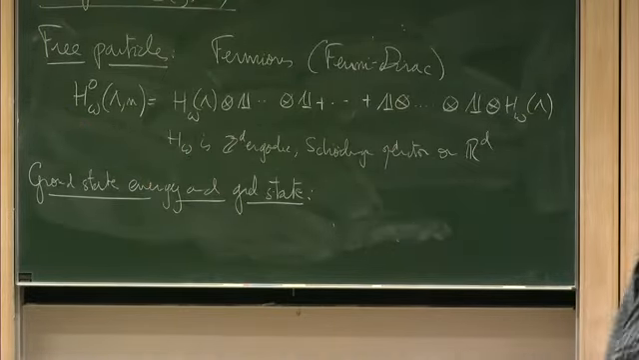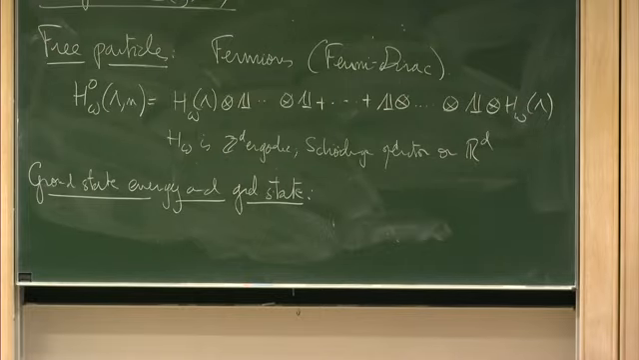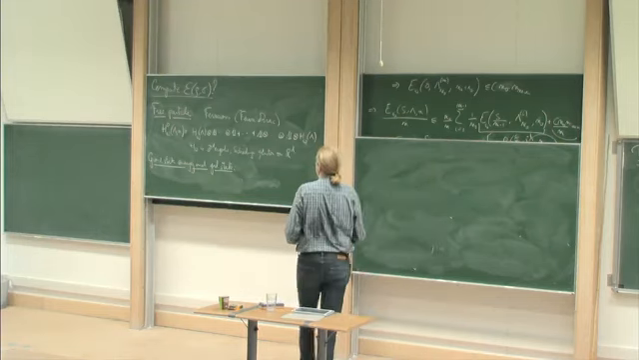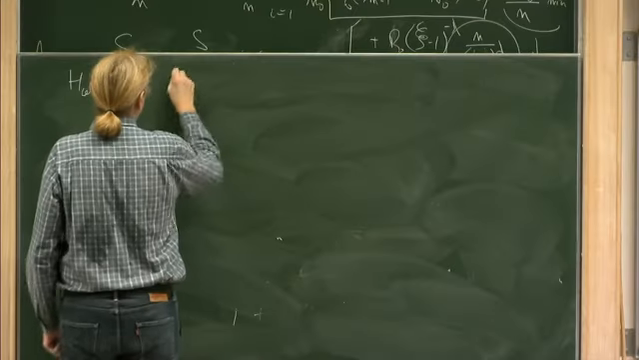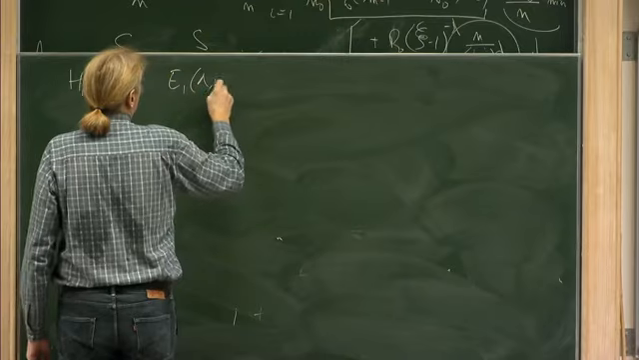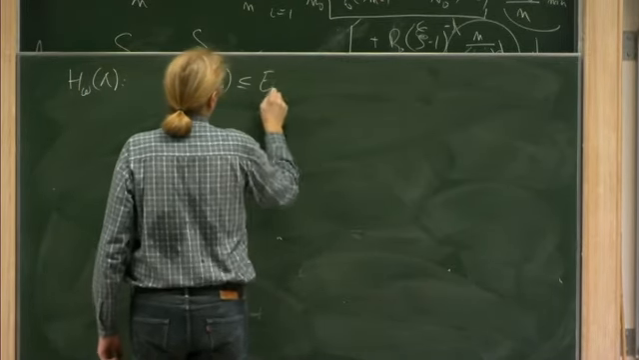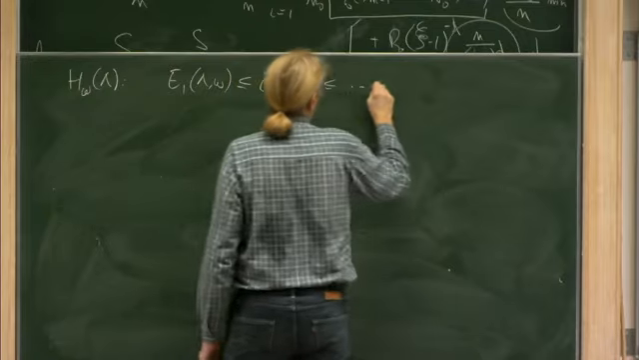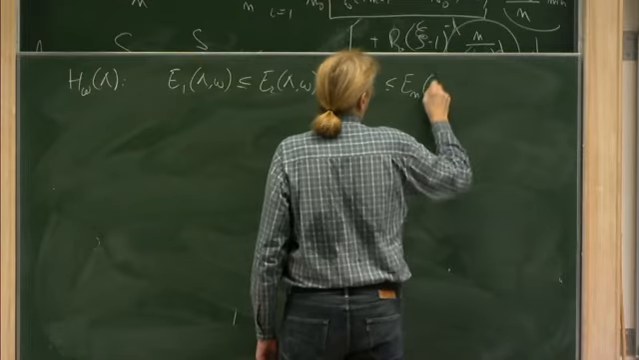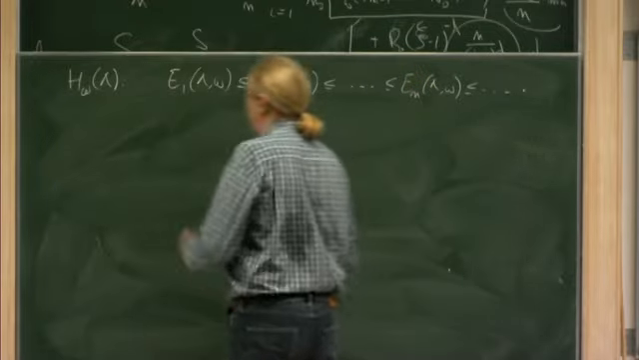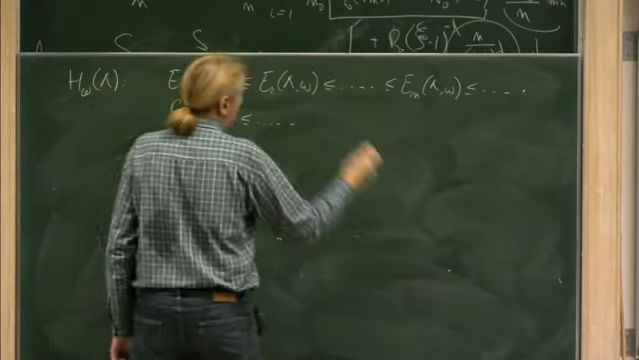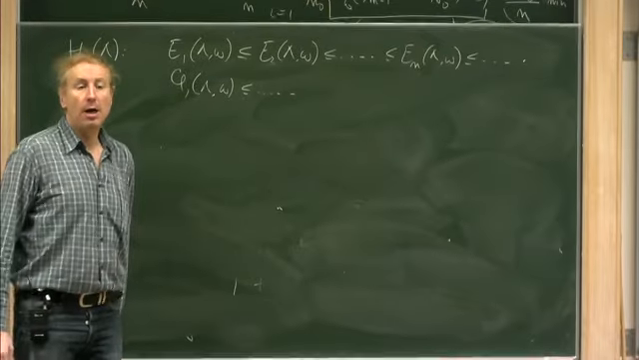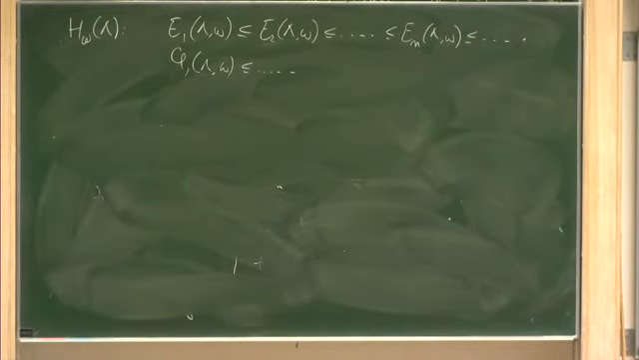Well, because the particles are not interacting, this is actually quite simple to do. You can write out: let's look at h_omega of lambda, and let its spectrum be E_1(lambda, omega), E_2(lambda, omega), and so on, with associated eigenfunctions phi_1(lambda, omega), and so on. So that's the spectrum of your Hamiltonian for one particle.